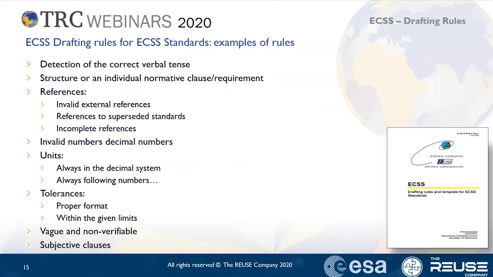So mainly the kind of rules that you can find in this drafting rules document are rules on what tenses and verbal forms are welcome in this kind of standards. What is the structure of an individual normative clause or requirement? How to name references, both internal and external references? How to identify when the numbers, especially decimal numbers that you are using in your documents, are well written according to these rules? Or how to deal with units, always in the decimal system, and always units following numbers and never numbers alone.